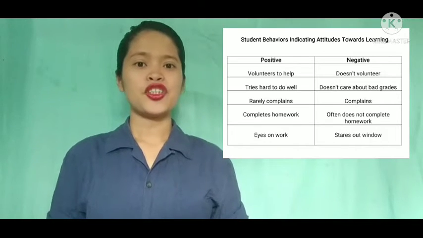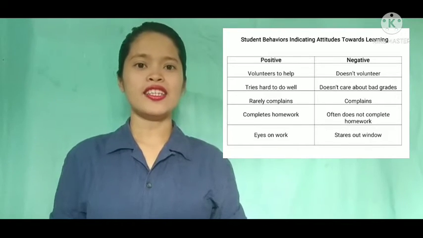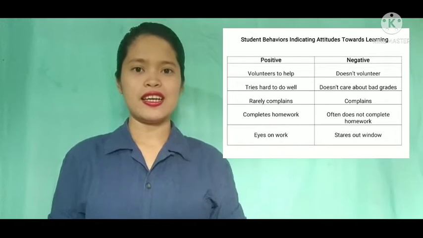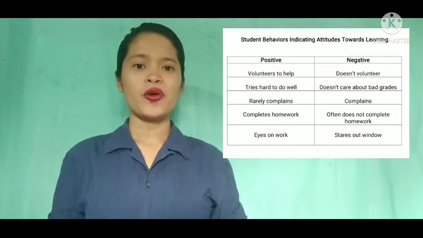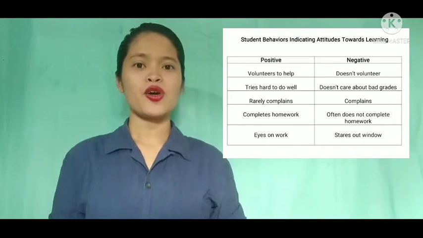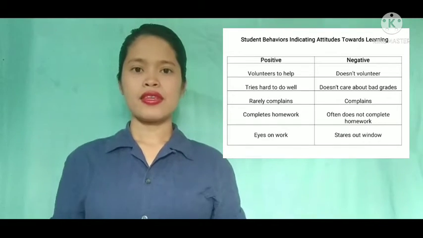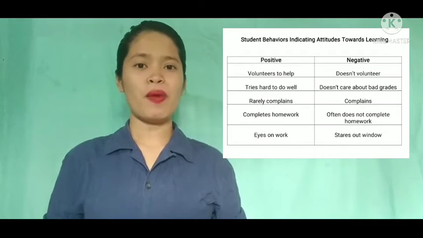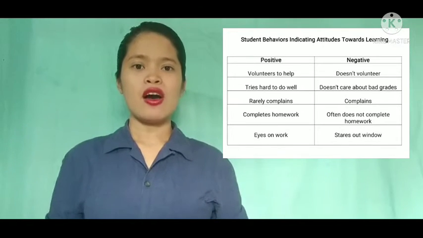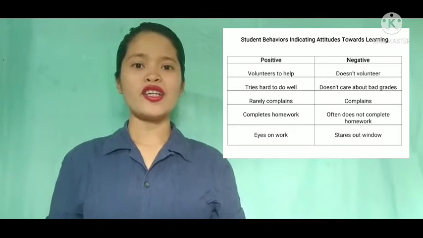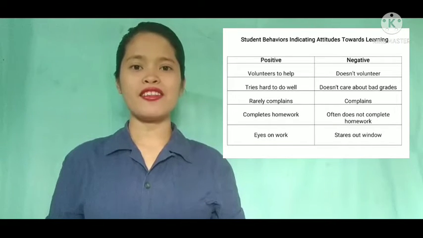Second, tries hard to do well. And the corresponding negative, doesn't care about bad grades. The third behavior is rarely complains, while the corresponding negative behavior is complains. The fourth behavior is completes homework, while the corresponding negative behavior is often does not complete homework. And the last behavior, eyes on work, while the corresponding negative behavior is stares out window.